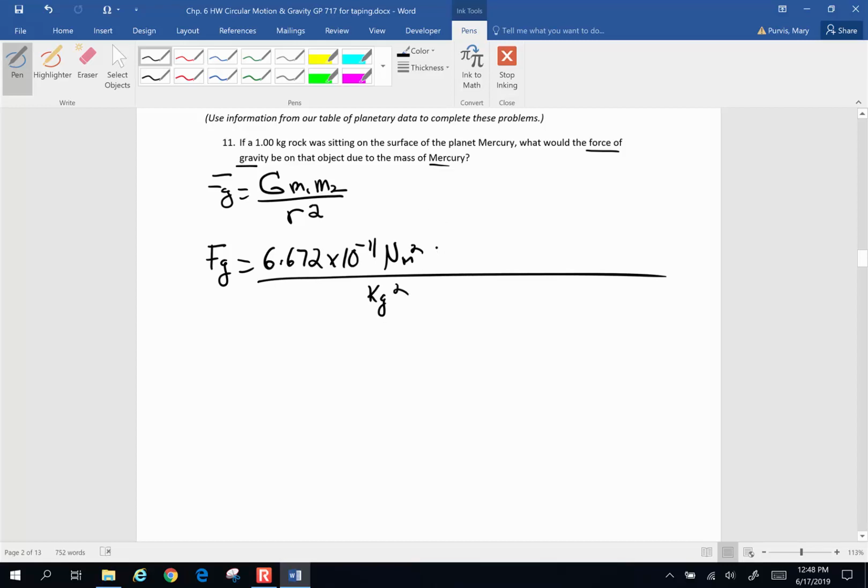It is a 1 kilogram rock sitting on the surface of Mercury. What is the other mass? Because of the force of gravity, there's always going to be a gravitational tug between two objects. Well, the other object is Mercury.